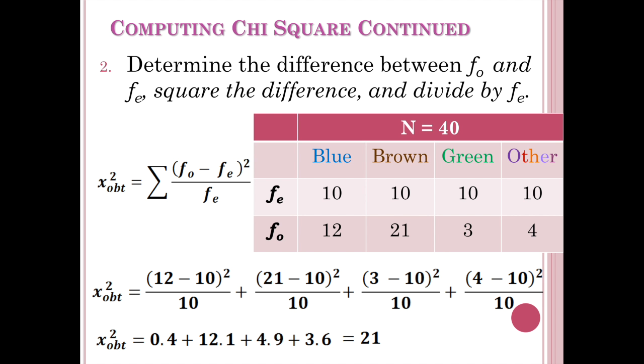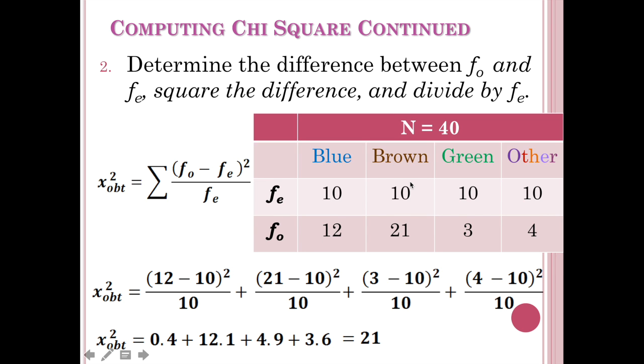Okay, so let's get into some math. Again, our chi-square statistic, or our chi-square obtained, is the sum of FO minus FE, squared, divided by FE. And we just start pulling in numbers. So where did I get this 12 right here? Well, I got my frequency observed of my blue-eyed people, minus my frequency expected for blue-eyed people, squared, divided by 10, our number for that one category of blue.